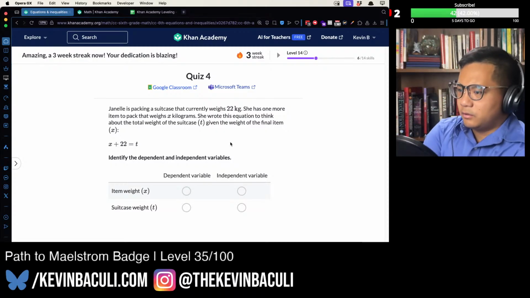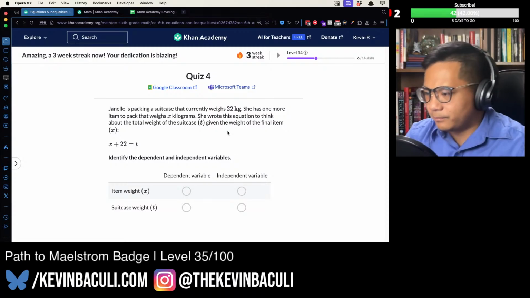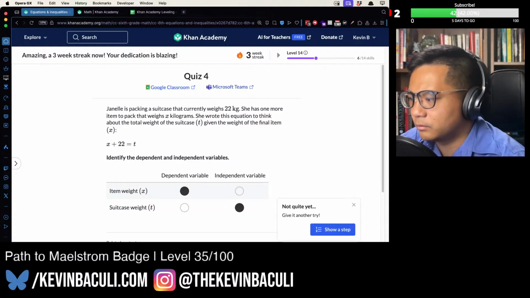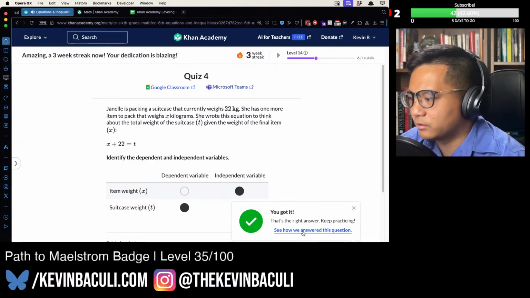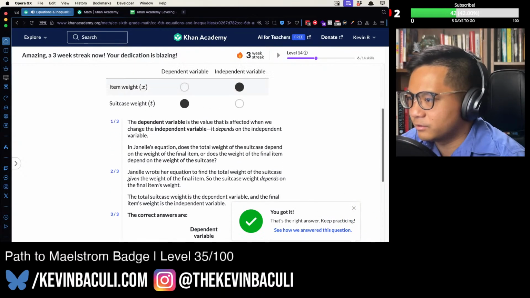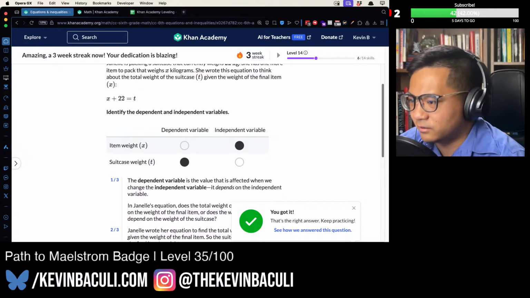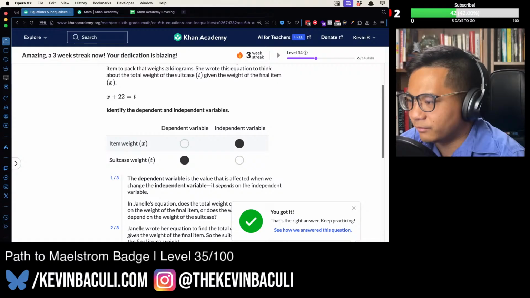Okay, total. Independent variable. It's the opposite. I have to read this again. I need to know the definition. The dependent variable is the value that's affected. It depends on the independent variable. Okay.